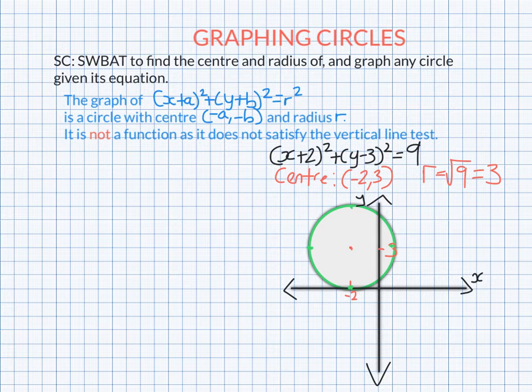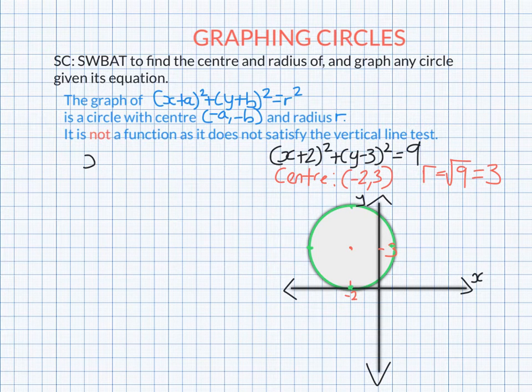It's just a circle. Don't worry if you're not exactly accurate. No one can draw a perfect circle. As I said before, this is not a function. There are heaps of places I could draw a vertical line like here or here, and these vertical lines hit the graph more than once. That is why this is a relation and not a function.